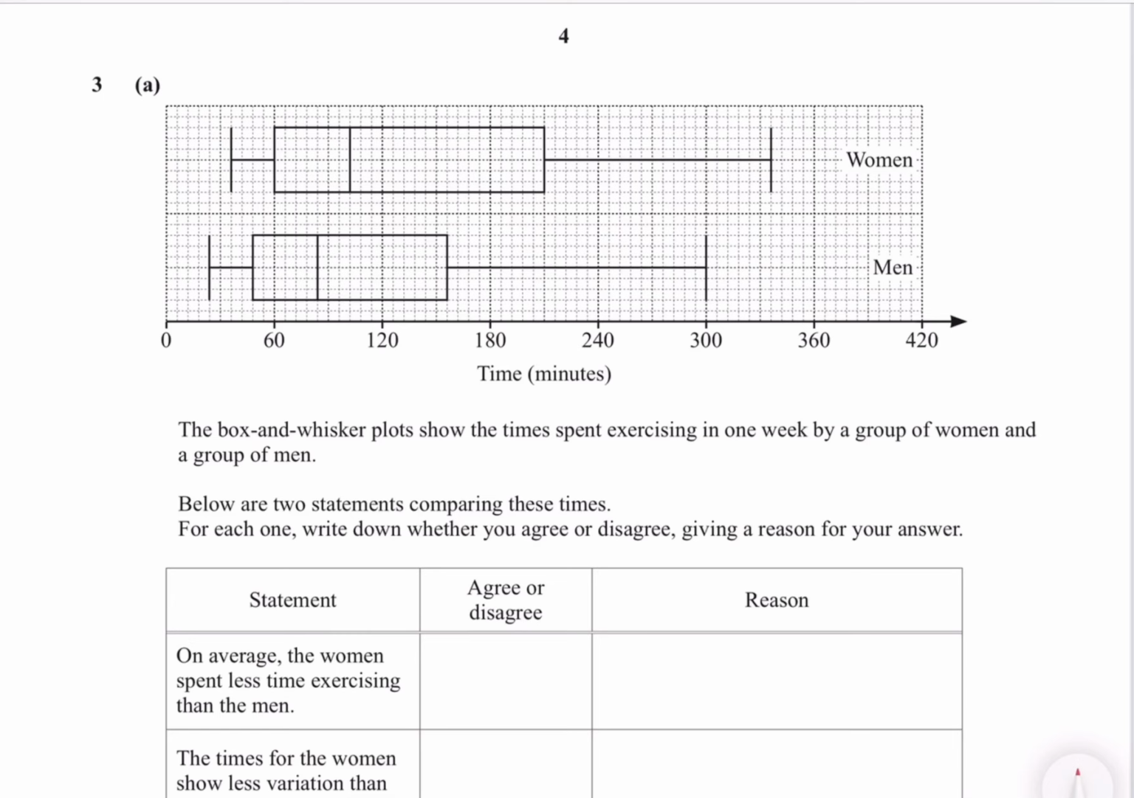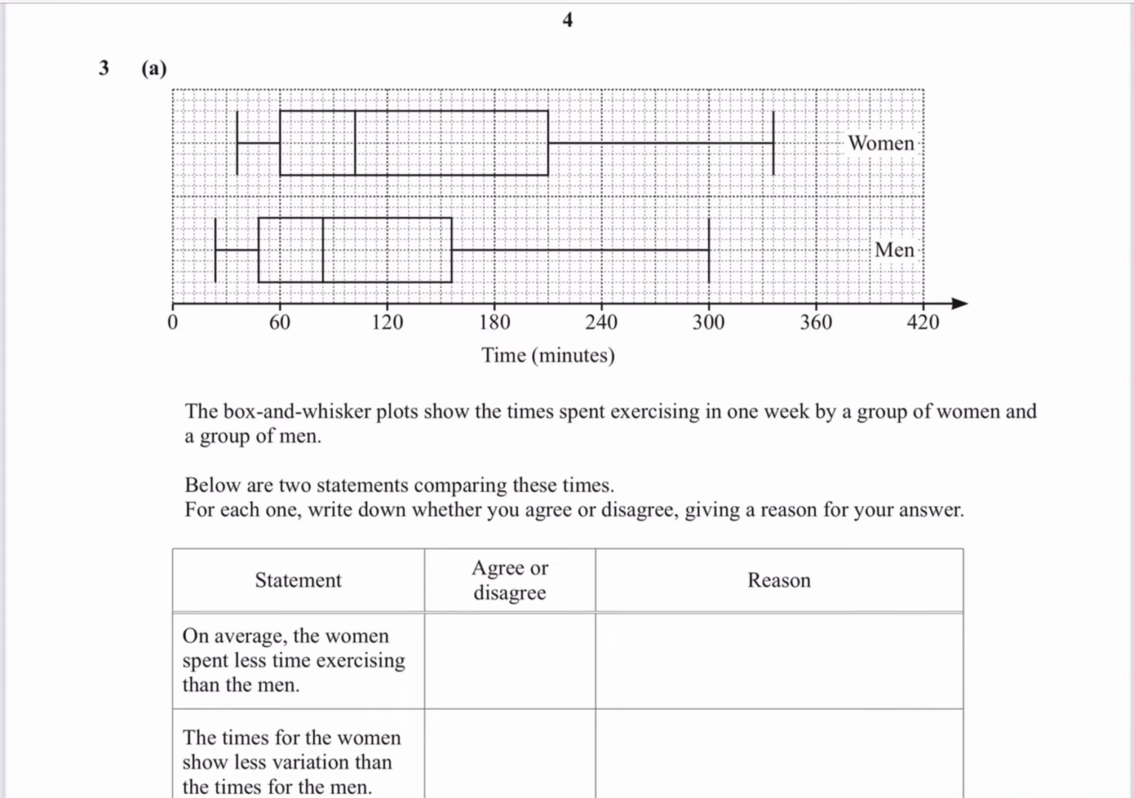Question number 3a. Two box and whisker plots are shown, and they show the time spent exercising in 1 week by a group of women and a group of men. Below are two statements comparing these times. For each one, write down whether you agree or disagree. Give a reason for your answer. So the first statement, on average the women spent less time exercising than men. Okay, if you see the median of women and men, the median of women is higher, so we can say disagree. And the reason is that the median is higher than the median of men.